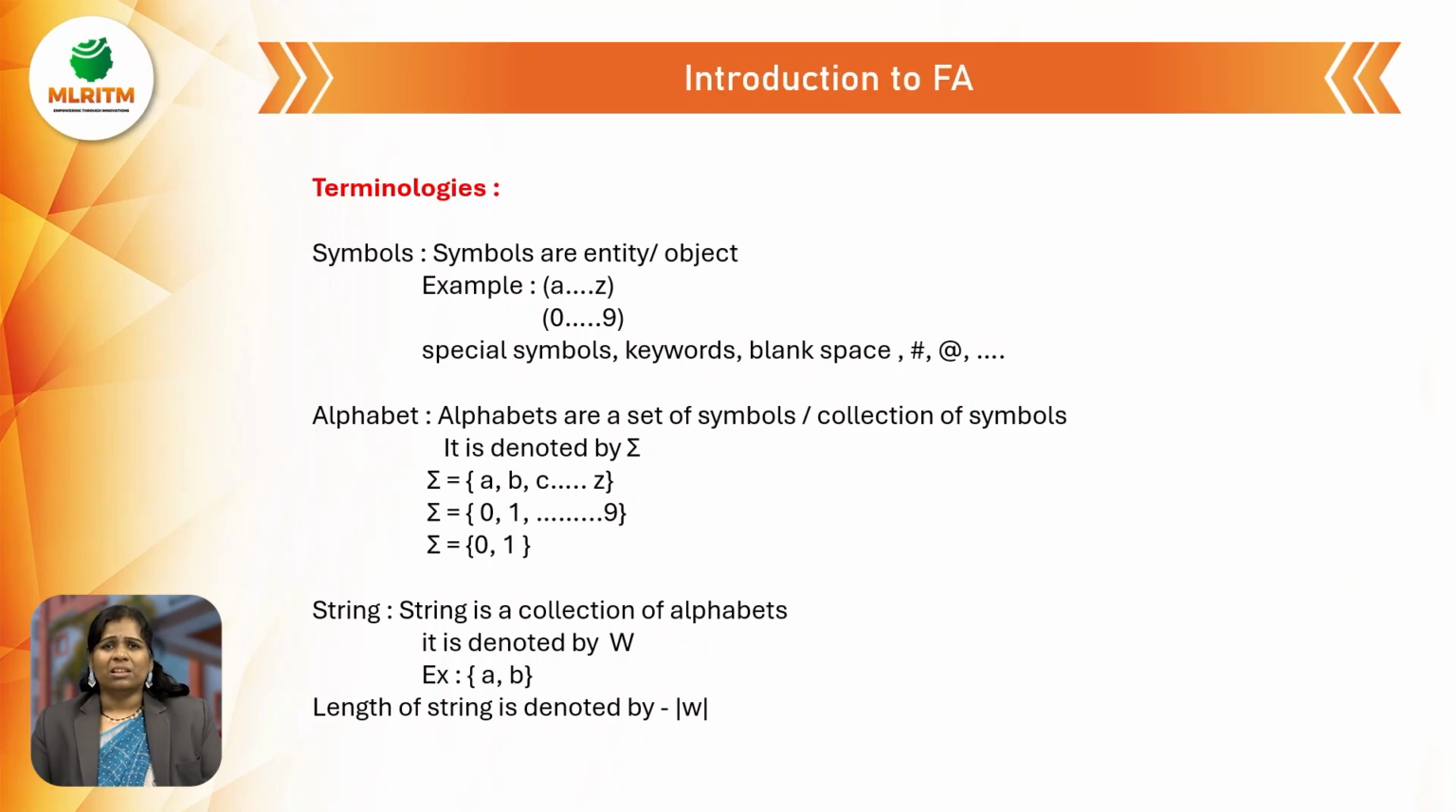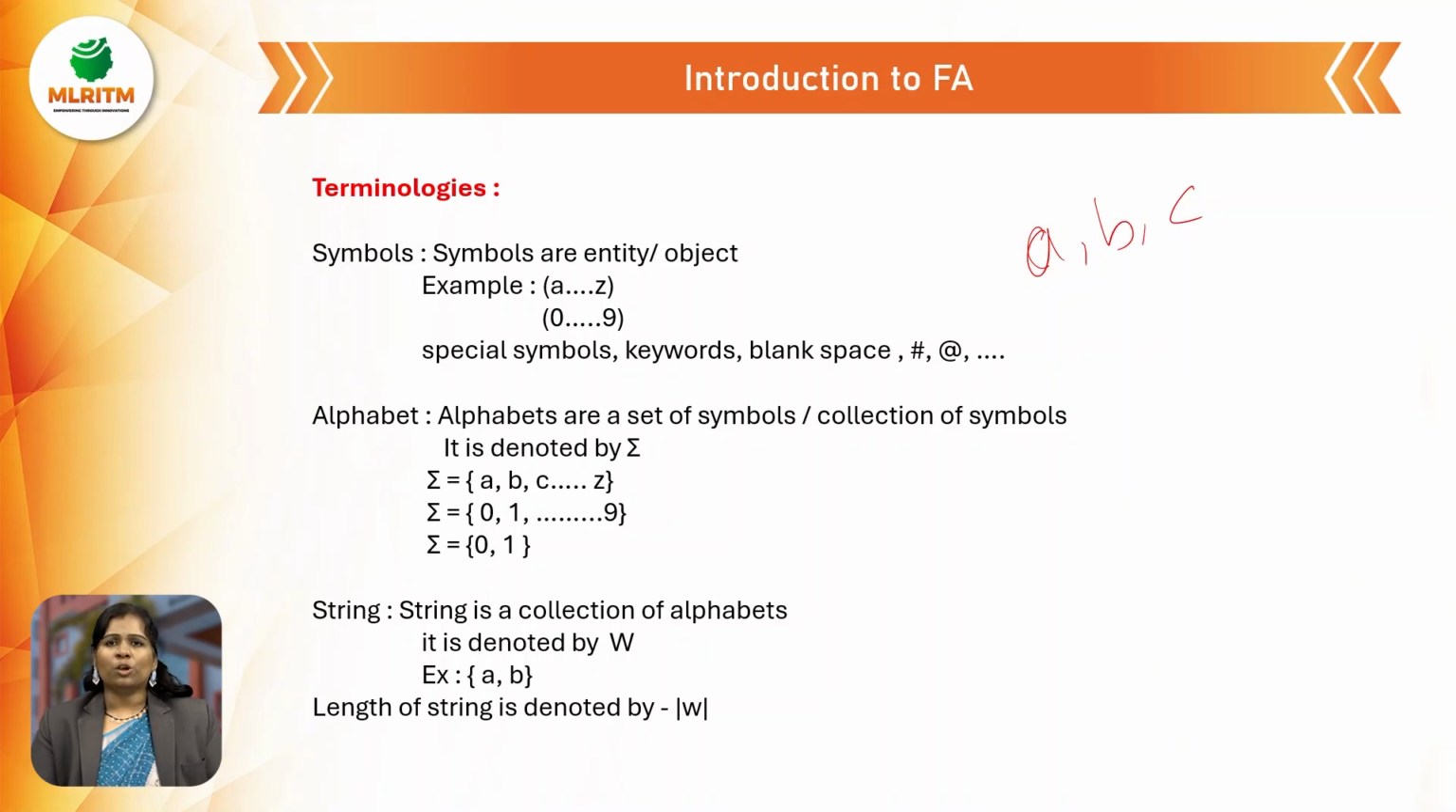What are symbols? Symbols are nothing but a collection of objects. For example, the alphabets A, B, C. Any item like alphanumerics, symbols, operations, all those things we can call symbols.